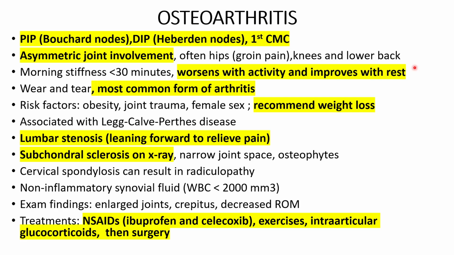Risk factors are obesity, more weight on your joints, and female sex, and you typically want to recommend weight loss. That oftentimes comes up in practice questions. It's associated with Legg-Calvé-Perthes disease, which is a really bad disease you'll see in children where the femoral head essentially loses blood flow. Those children, almost 30 to 50% of them, develop progressive osteoarthritis in adulthood. So that's just something to note.